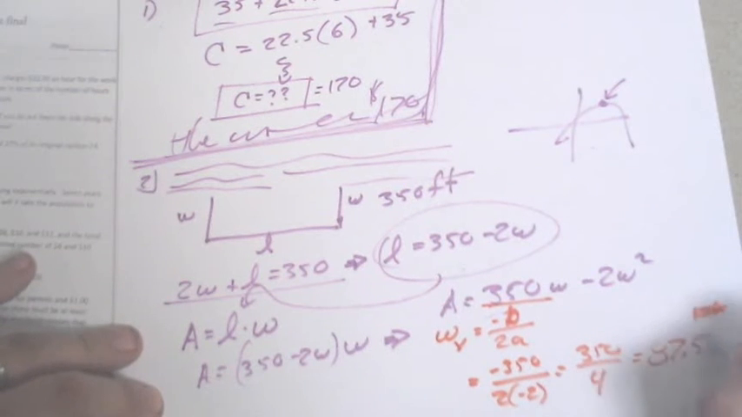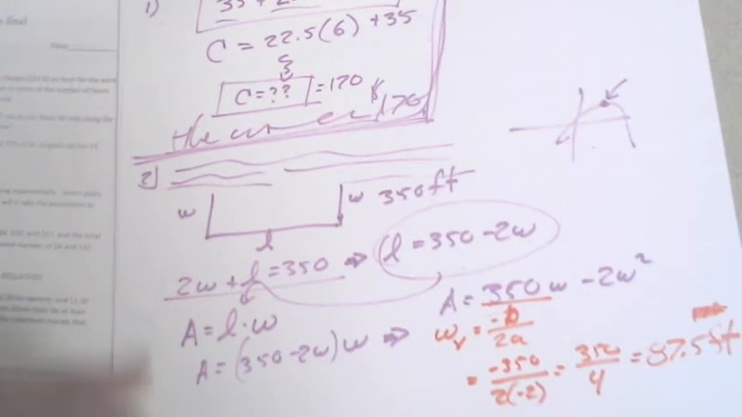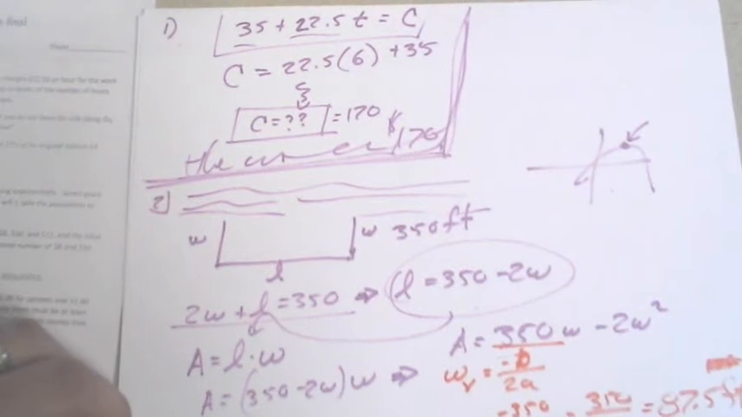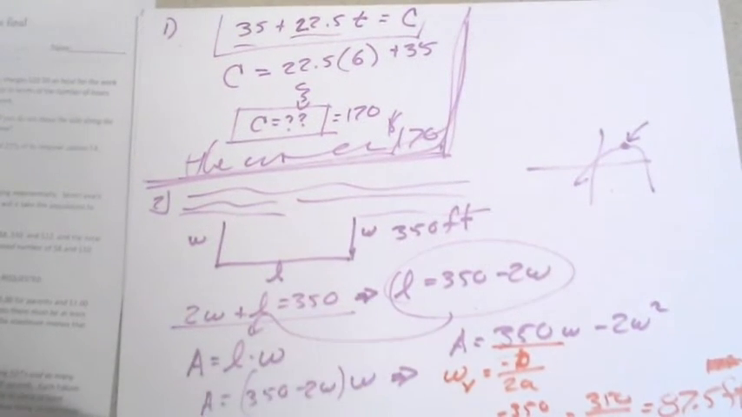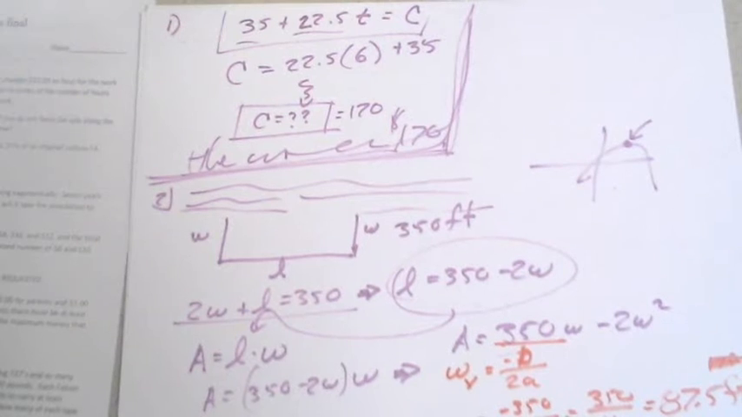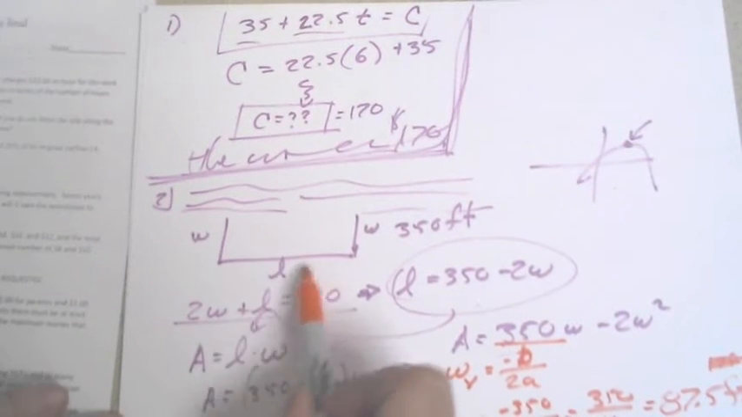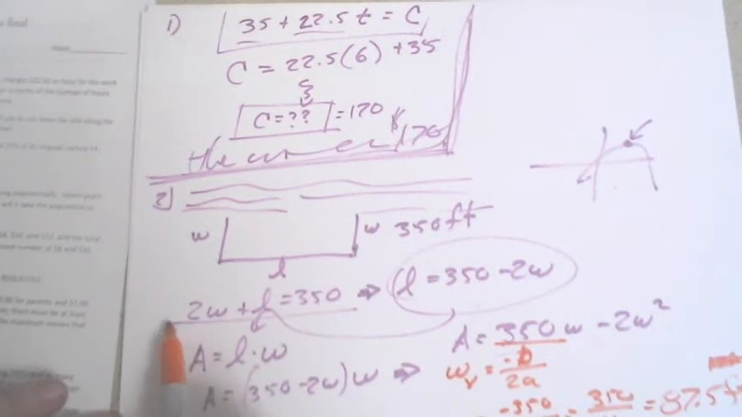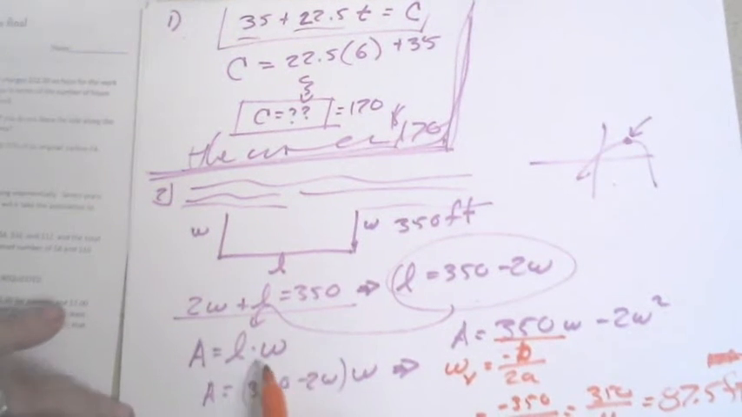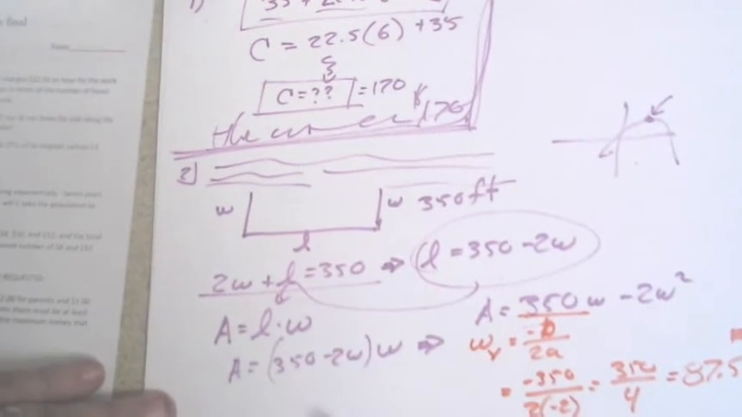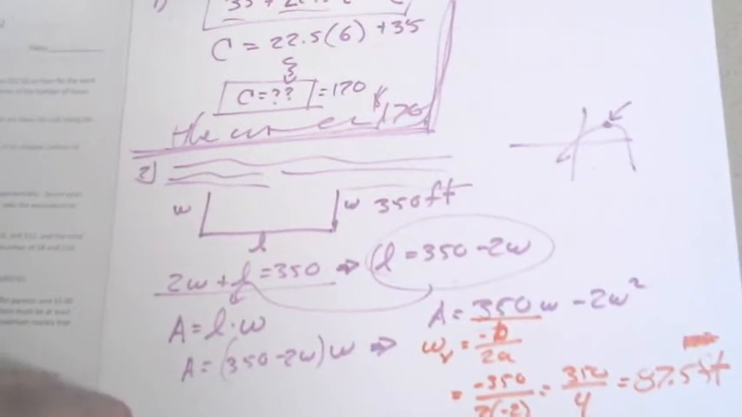So 87.5 feet. And again, you might remember that relationship of it has to be a fourth when you have this exact structure. But again, if you add a couple fences in there, so you have to build, say, 5 widths and 1 length, or 7 widths and 2 lengths, you're going to change that relationship. So you have to know how to build this.